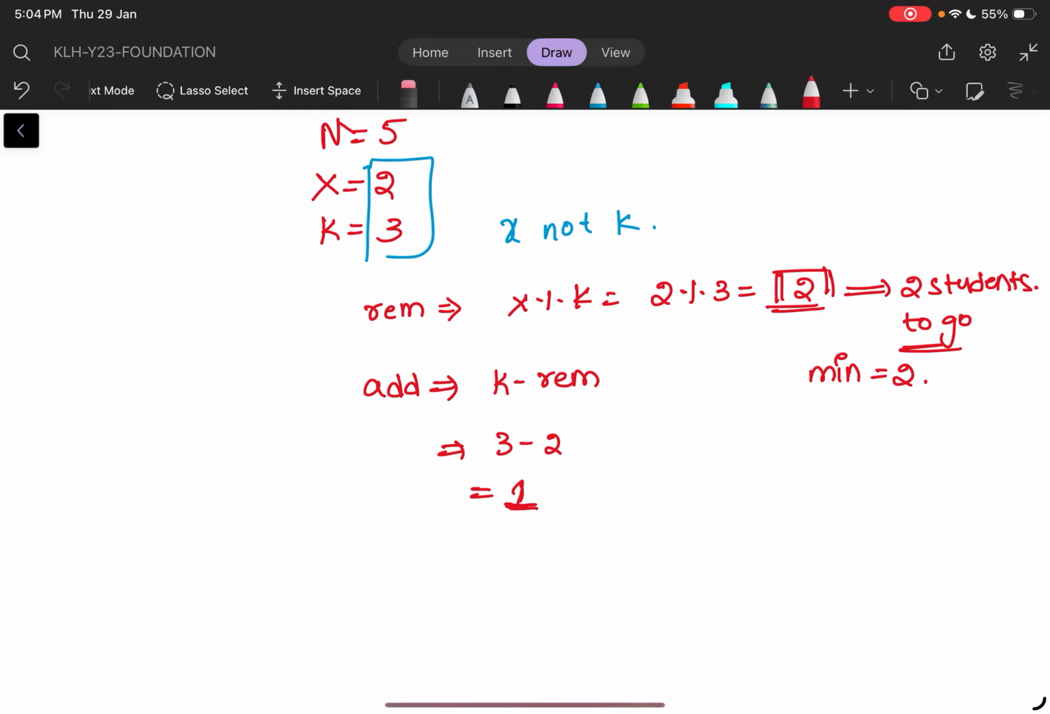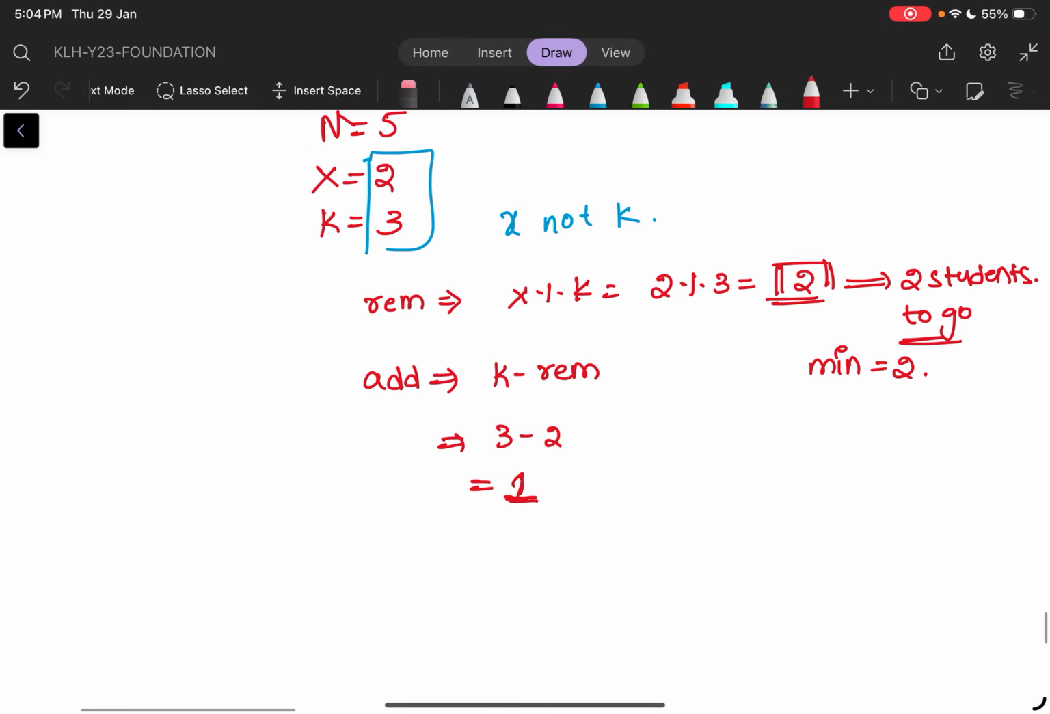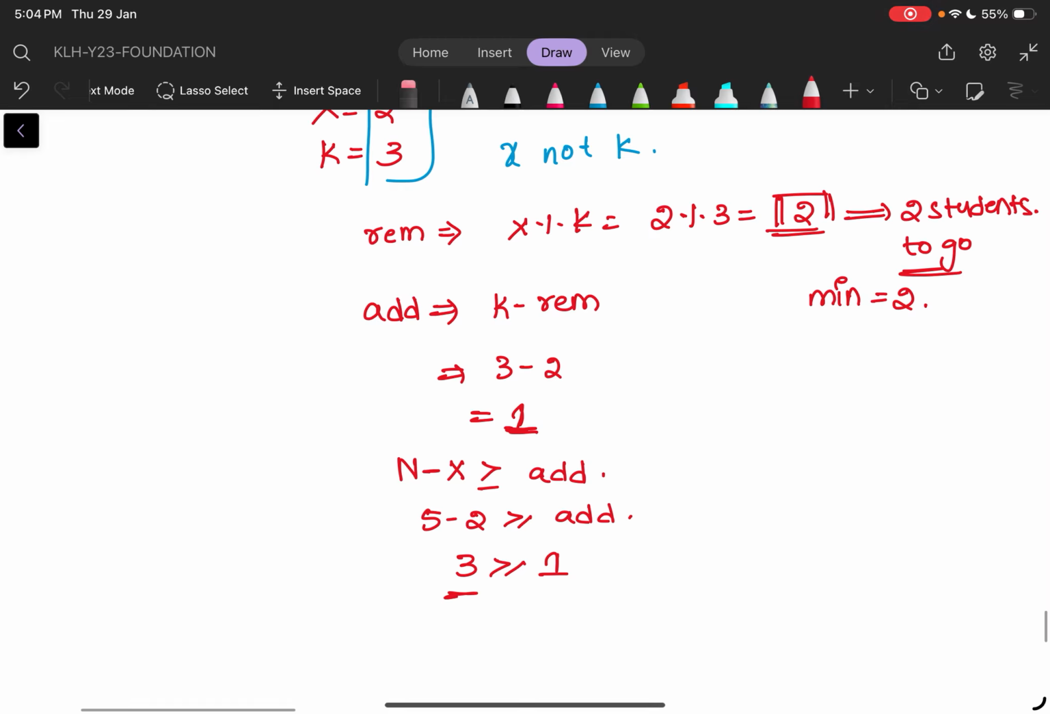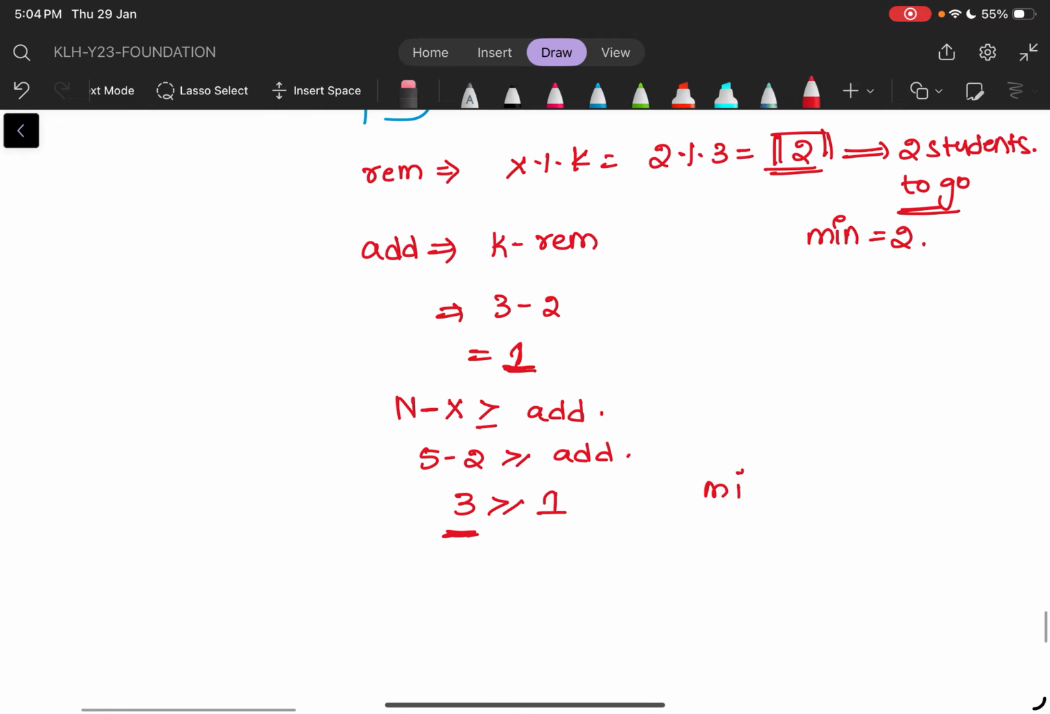Is one student available? Let us check using the formula n minus x greater than or equal to add. 5 minus 2 is greater than or equal to add, which is 3 is greater than or equal to 1. Yes, we have 3 more students who can be added to the trip. So in this case, our answer will be 1. So the minimum changes will be 1.